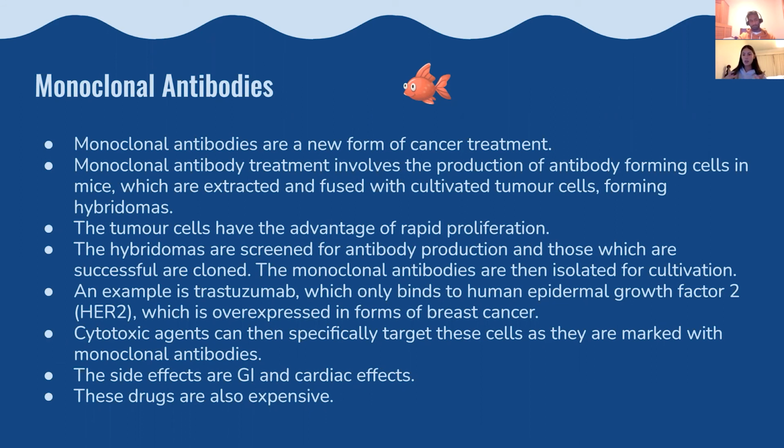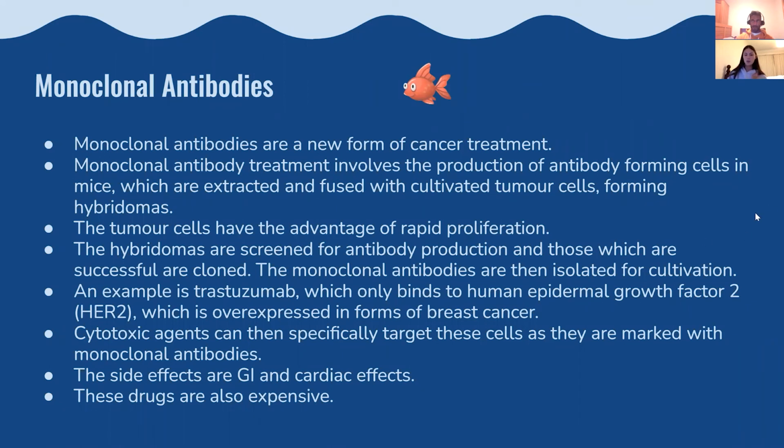And then essentially you've just got lots of these monoclonal antibodies. One example is trastuzumab. This binds to human epidermal growth factor receptor 2, HER2, which is overexpressed in certain forms of breast cancer. If you have monoclonal antibodies specifically made to target HER2, they can bind to these breast cancer cells. This helps label or mark them out so that the classic cytotoxic agents we were talking about before can specifically target these cells, so they know which ones to attack.